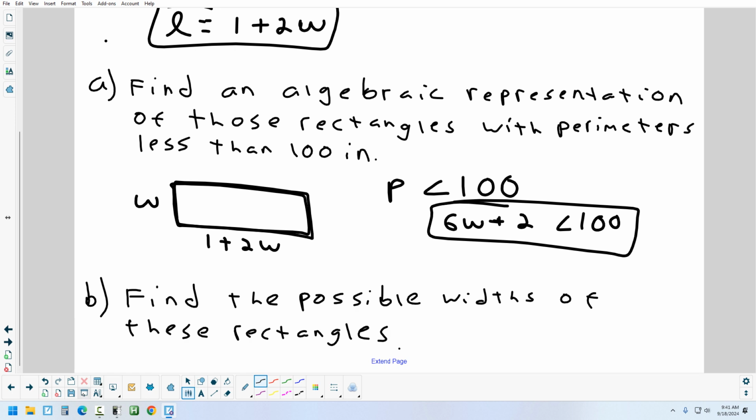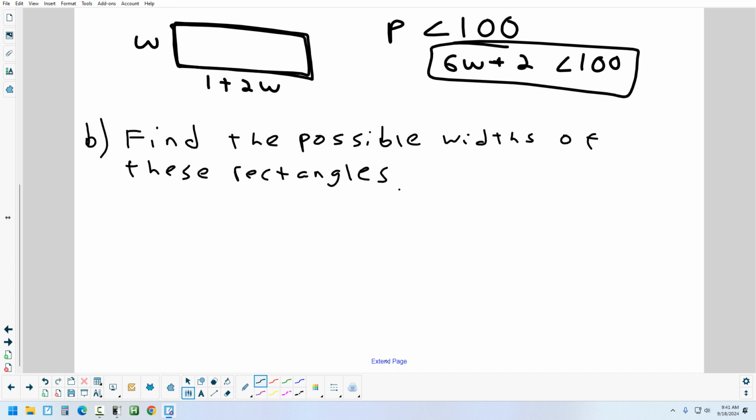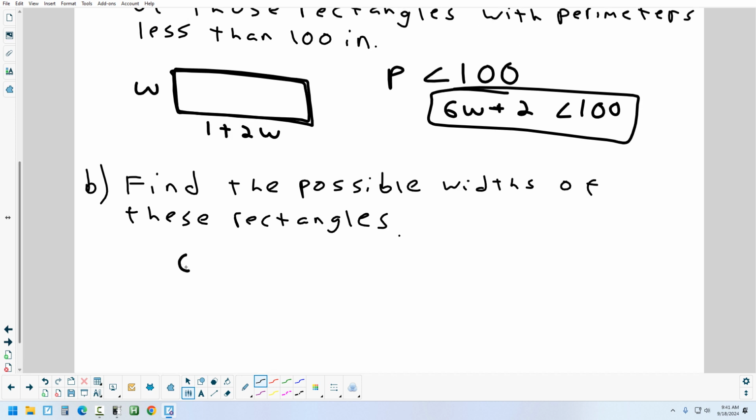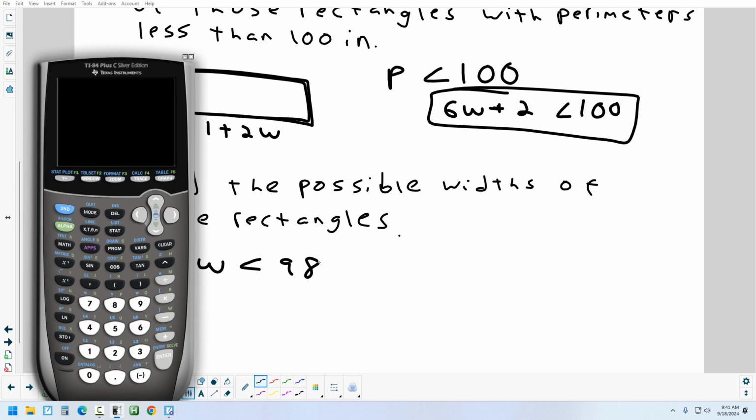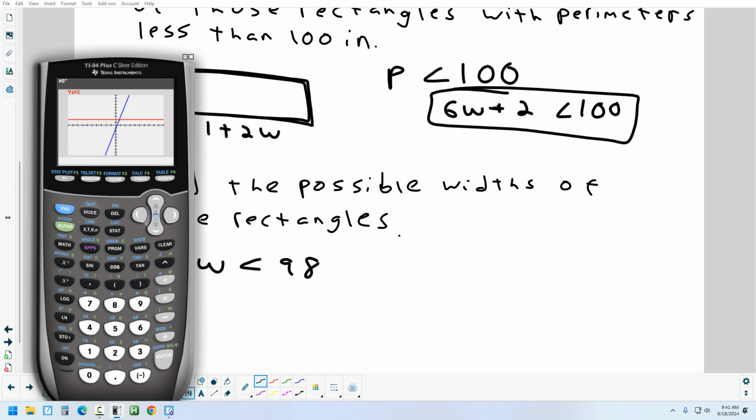Now it says find the possible widths of the rectangles. Well, now we just need to solve that. So we've got 6w is less than 98. And then 98 divided by 6. Okay, so it's like 16 and a third.